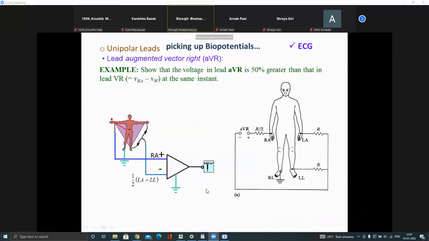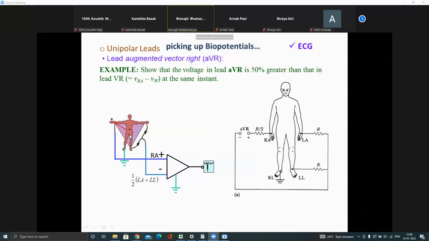Okay, let me show you that here. This AVR voltage will be 50% higher than the voltage VR. VR means VRA minus VW. Our VR voltage is, VRA means right arm voltage minus Wilson central terminal voltage, VRA minus VW.